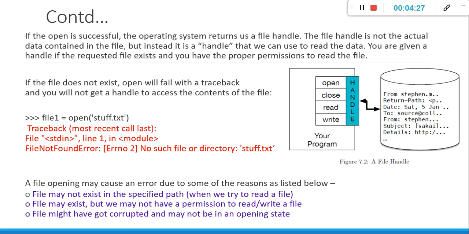If you can see the file handler diagram here, when you open a file, this file will be able to perform open, close, read and write operations, and the file handler will be pointing towards the position or the location of that specific file, whichever we have tried to open.